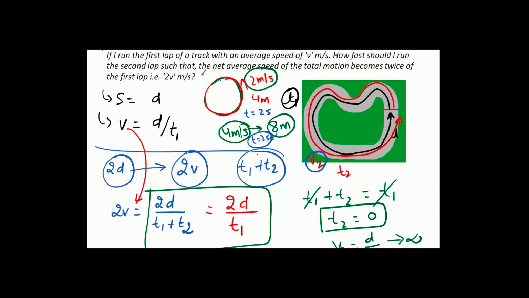So the answer to this problem is simply that it's not possible. There's no amount of speed with which he can travel so that his average speed will become twice the initial average speed. Alrighty then, so we have reached the end of this video.